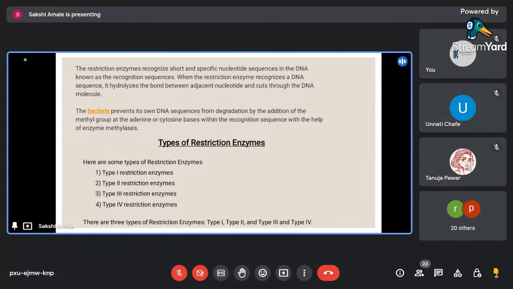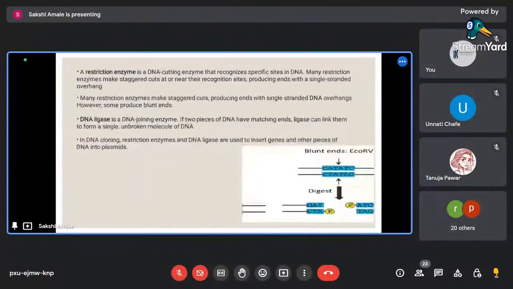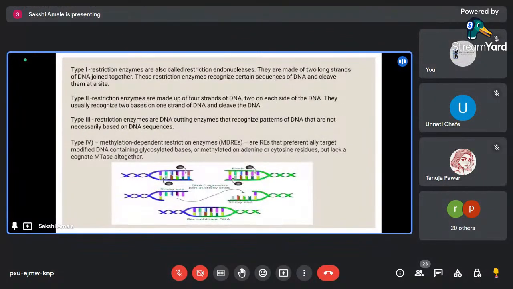Type 1 restriction enzyme, type 2, type 3, and type 4. Type 1 restriction enzymes are also called restriction endonucleases. They are made up of two long strands of DNA joined together. These restriction enzymes recognize certain sequences of DNA and cleave them at a site. Type 2 is made up of four strands of DNA, two on each side of the DNA. They usually recognize two bases on one strand of DNA and cleave the DNA.